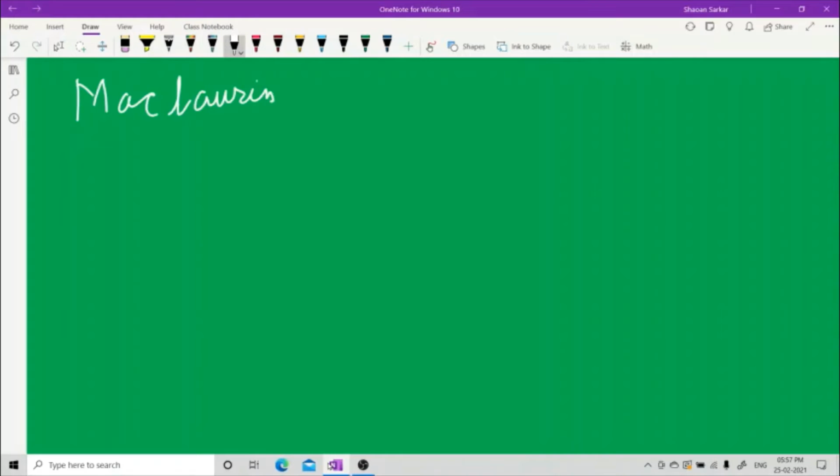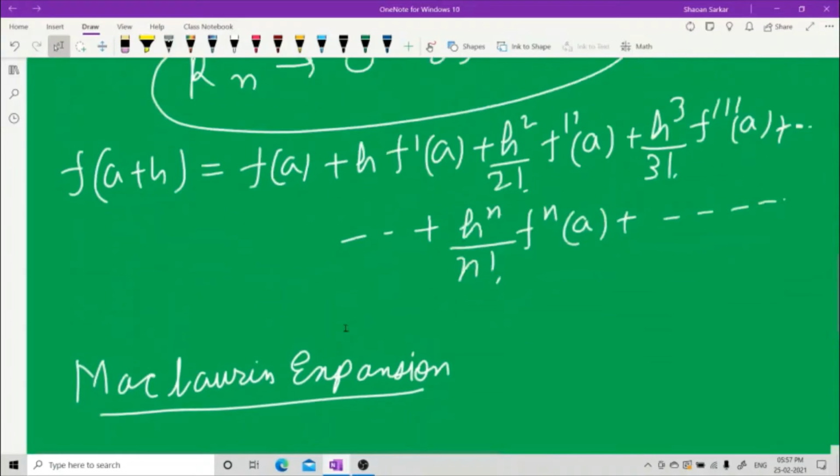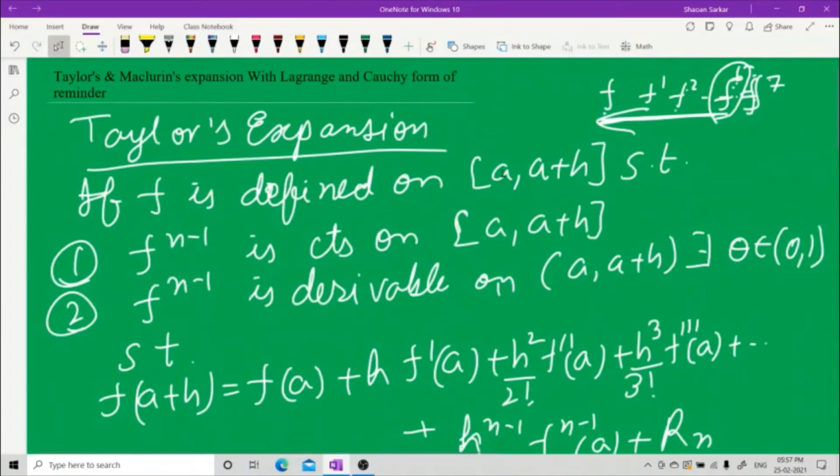Maclaurin's expansion. Now see one thing, just this you need to see. In place of a and a plus h, you will write here 0 and x.